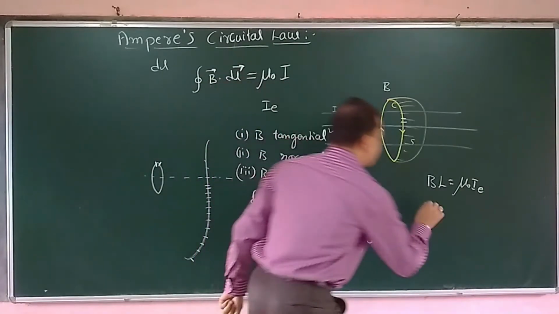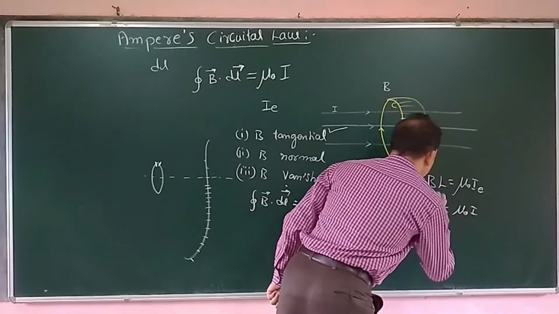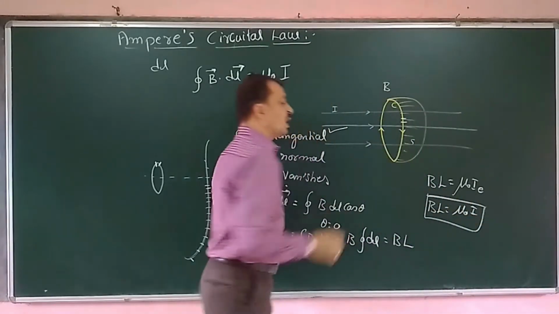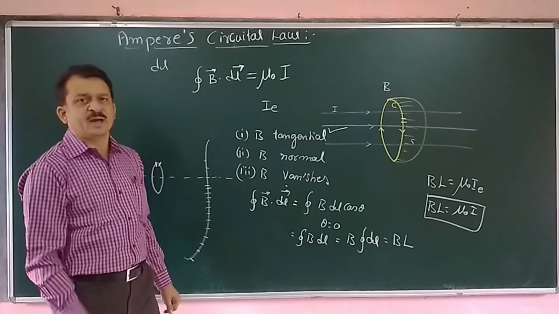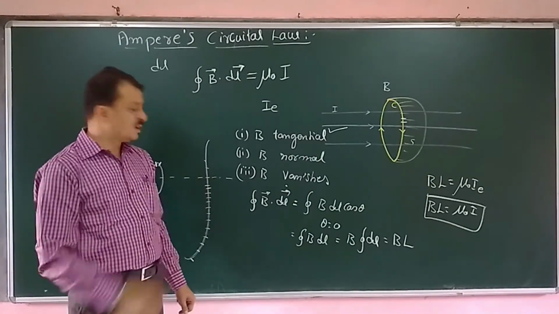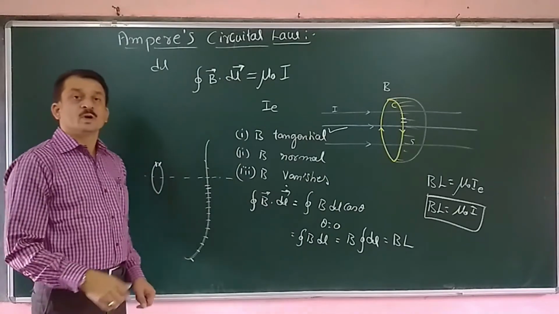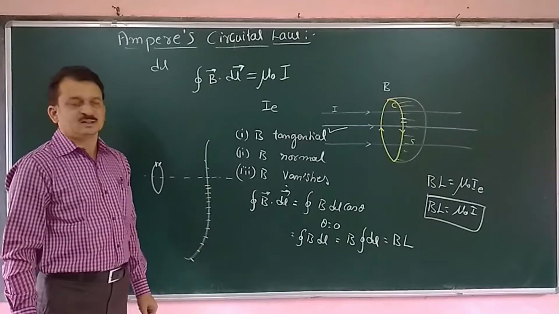Both become the same. Therefore, B into L is equal to mu naught into I. Now this is Ampere circuital law. Andre Ampere, a French physicist, gave this idea in order to overcome the limitation of using Biot-Savart law that we have studied here in this case.